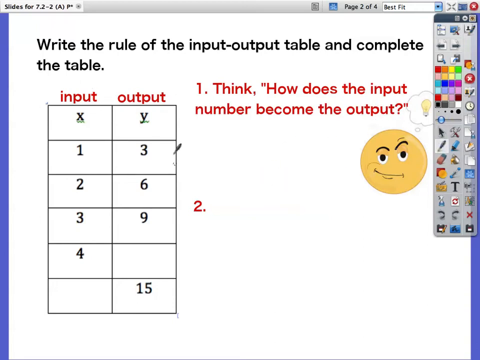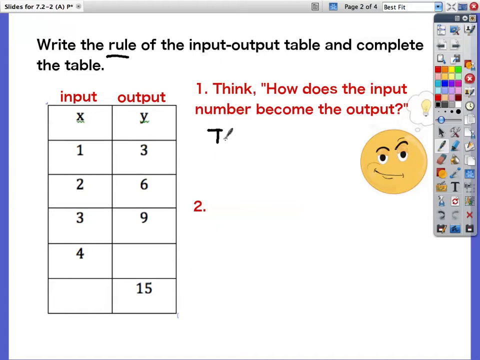Because remember, this over here is like a number machine. So we have input numbers, or numbers that are put into the machine, and then something happens to them, that's the rule, and they become the output number. And so we have to think, how is our input getting to the output? How is 1 getting to 3, 2 to 6? Well, you're right, if you're thinking times 3. I want to show you how to write this algebraically, though.